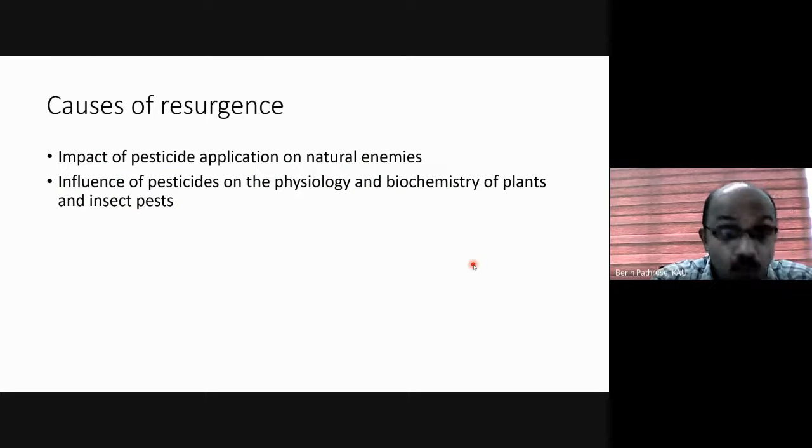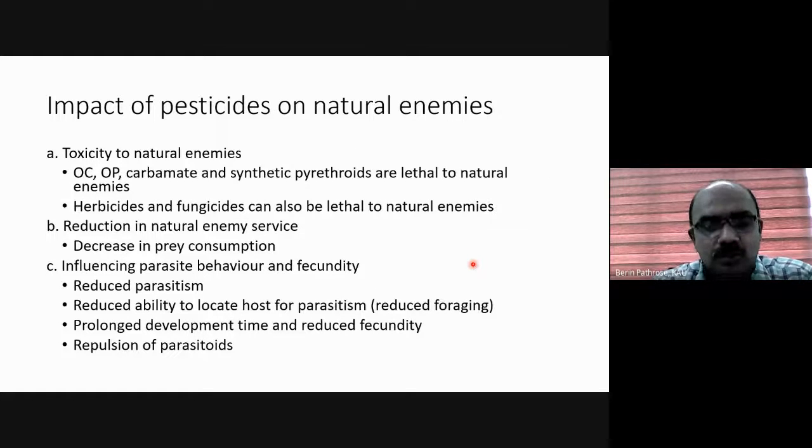So what can be the causes of resurgence? We discussed the primary, acute and chronic causes. The first is the impact of pesticide on natural enemies, which we discussed in the case of acute. And second, in the chronic, I discussed that it will alter the physiology and biochemistry of plants and insects. That is what we will discuss in a bit more detail. So, what is the impact of pesticide on natural enemies?